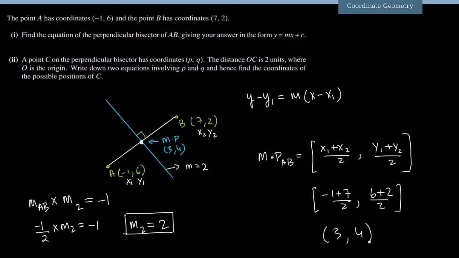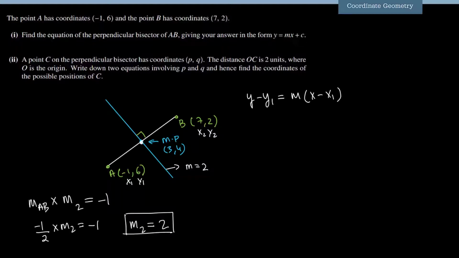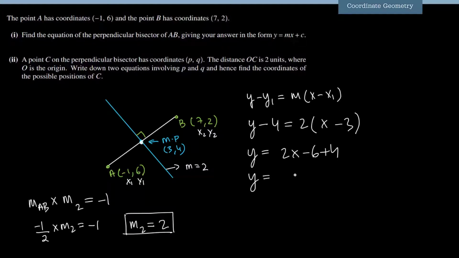Now both the gradient and the point on the line are known. So I can find the equation now. The equation would be y minus, the y coordinate is 4, so y minus 4 is equal to m. The gradient of this line is 2, so 2 times x minus x1, so x minus 3. This would be y is equal to 2x minus 6 plus 4 and this would be y is equal to 2x minus 2. This is the equation of the perpendicular bisector.